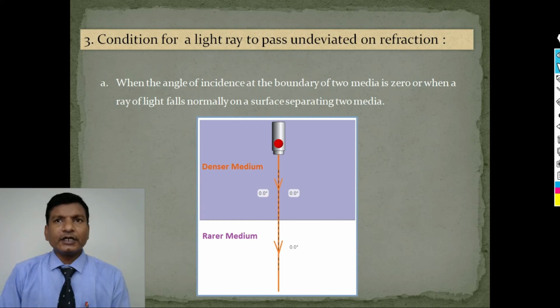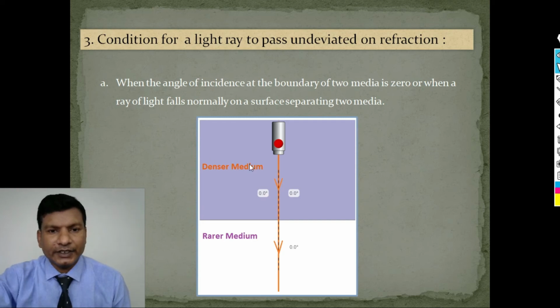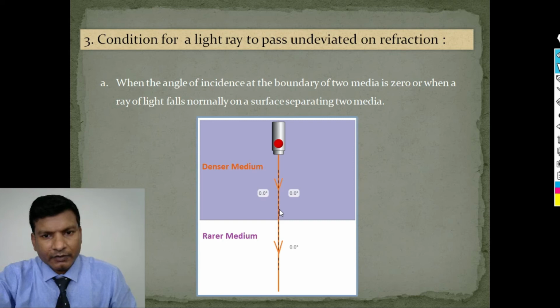You know that when the ray of light falls normally onto the surface, at that moment the ray of light passes undeviated. See the diagram over there. Here the ray of light is coming from denser to the rarer medium, and here the ray of light is falling normally onto the surface. Normally means it is perpendicular to the plane of the surface. See, this is the plane of the surface, and this is the incident ray. This angle will be 90 degrees. So that is your normal incidence.